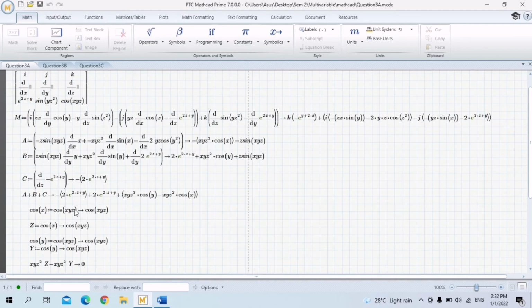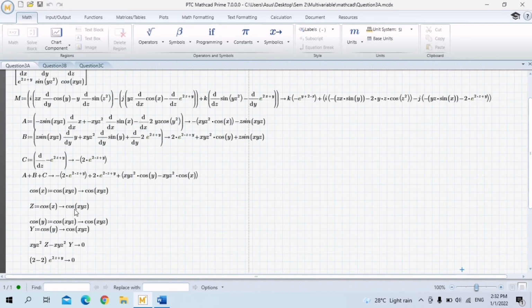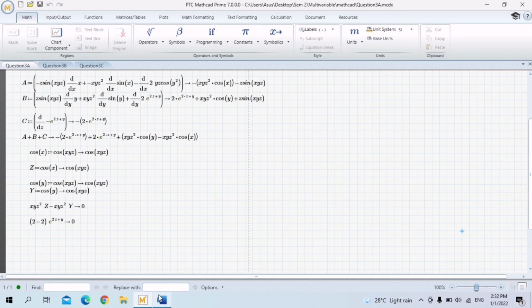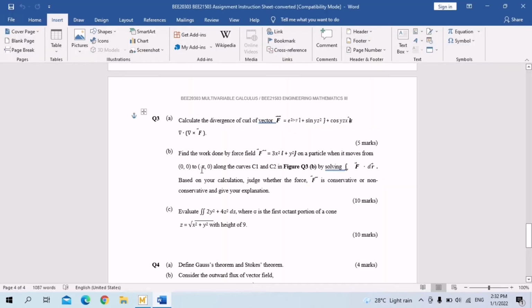Okay. From that we can find out the divergence of the vector, which is 0. The final output of this question is similar to the manually calculated answer. Okay. For question 3b, we need to find the work done by the force field and judge whether the force is conservative or not.